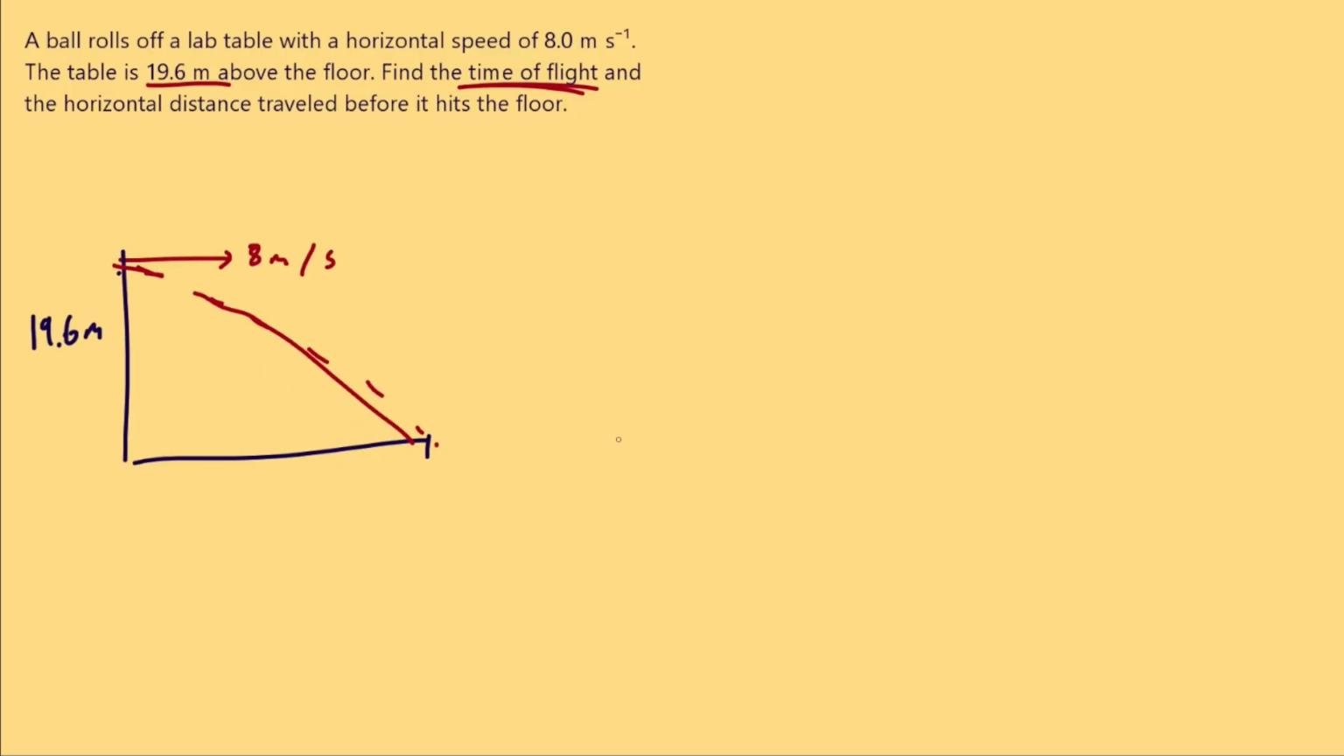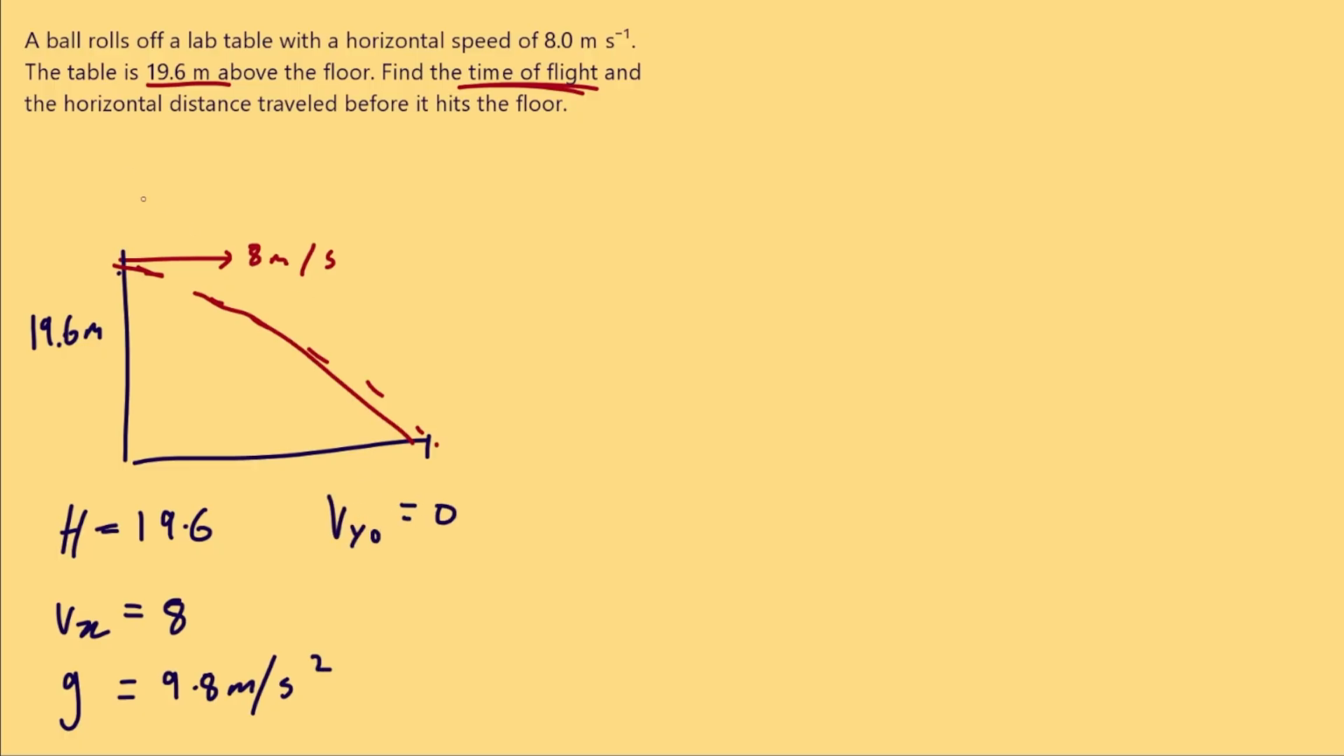Now here's an important step, and I like to list out what we know before we solve. We know the table's height is 19.6. We know the horizontal speed is 8. And we know that gravity is a constant 9.8 meters per second squared. A bonus one is that initial vertical velocity is 0 because it's a straight horizontal launch. What about what we don't know? Well, we don't know time and we don't know the horizontal range, which is the distance.